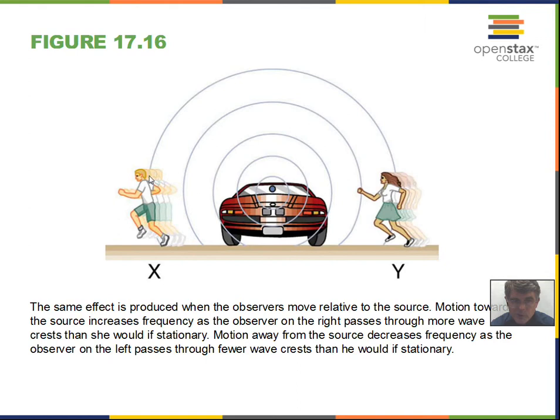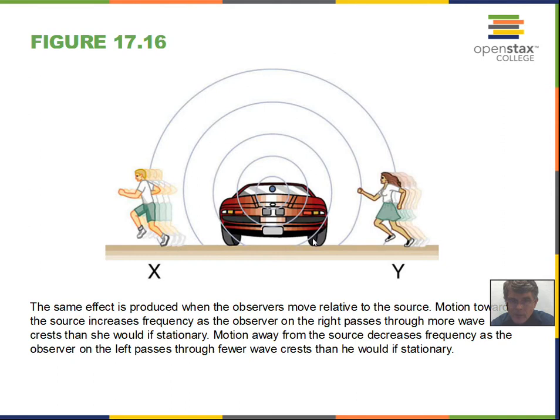So it works for sound, and it's also very useful in astronomy for light. Astronomers can determine the speeds of stars and planets and galaxies and spacecraft by taking measurements of the frequency of the light that is received. So that's where we're going to end this particular video.